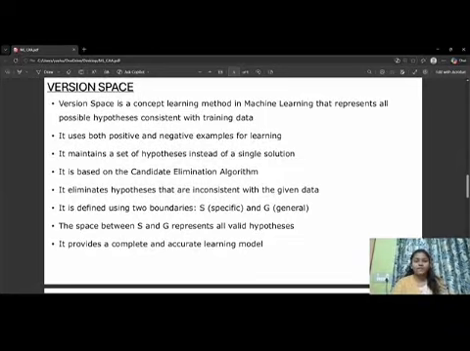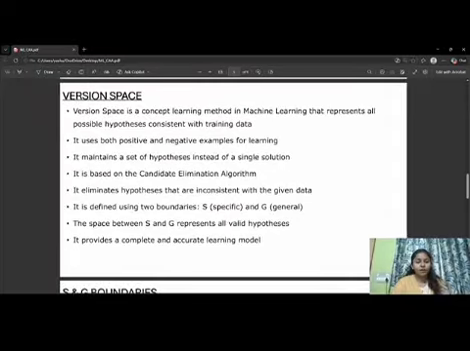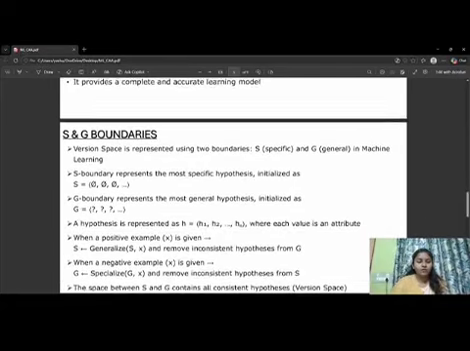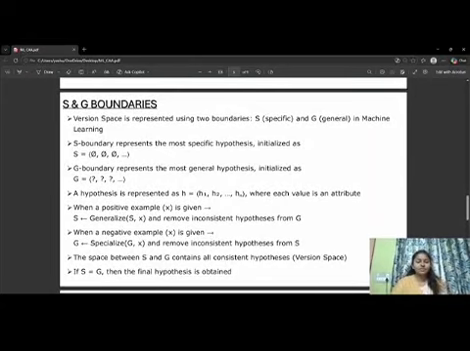As I told you before, this uses both positive and negative examples, and here we use two boundaries, that is S and G. S for specific and G for general. So this works for both positive and negative values. It provides a complete and accurate learning model. Now we'll see what these S and G boundaries are and how we use version space to solve a particular problem.